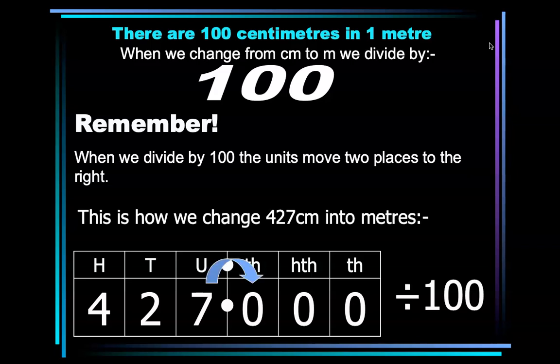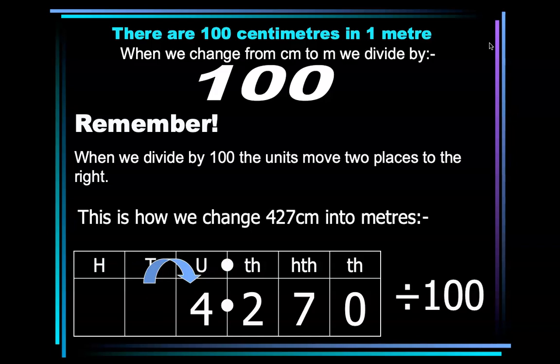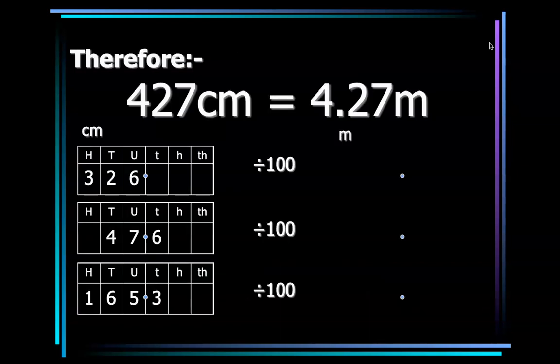So when I divide by 100, my numbers get 2 places smaller. There it's 1 place smaller, 2nd place smaller, and now the 4 and the 2 shift down 2 places, and we're left with 4.27 meters. Therefore, 427 centimeters equals 4.27 meters. So there are 3 for you to do.